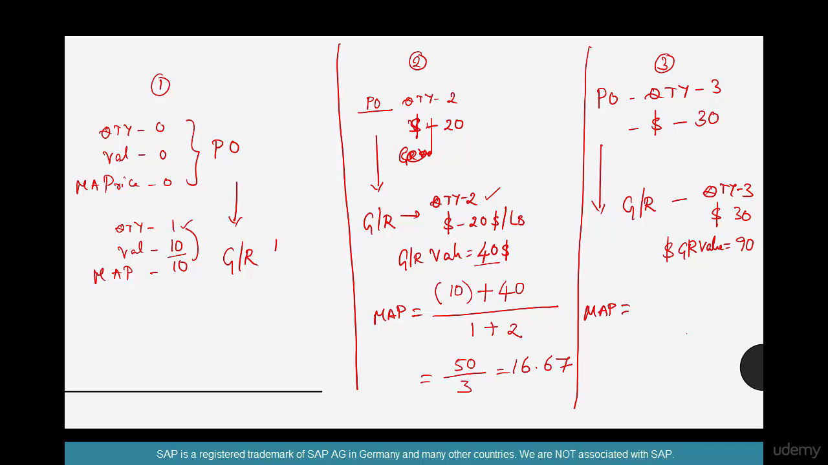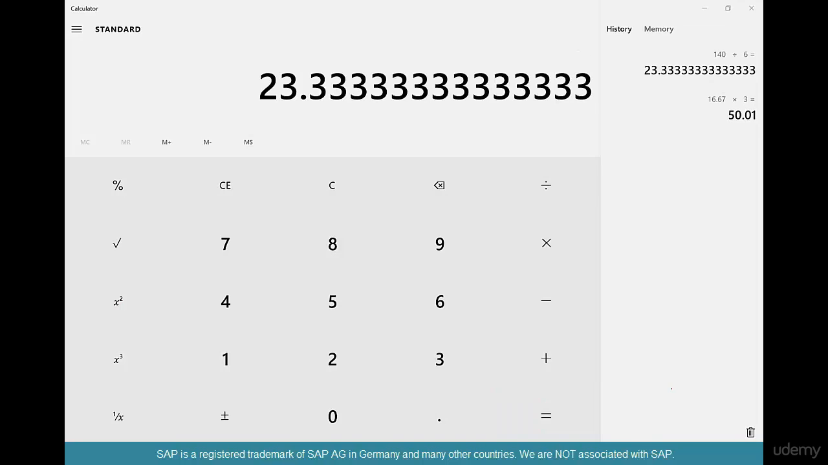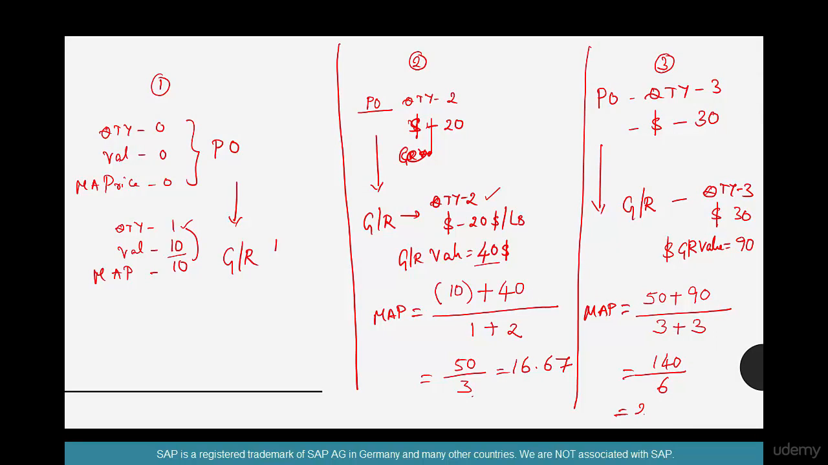Now let's calculate the moving average price again. The moving average price is the current value. What's the current value? The current value is $50. Plus what's the new value? 90. Divided by the current quantity, 3, plus the current quantity, 3. 50 plus 90 is 140 divided by 6. So 140 divided by 6 is 23.33. So that's the new moving average price, right? You can go see it in the system. It will not deviate from that value.